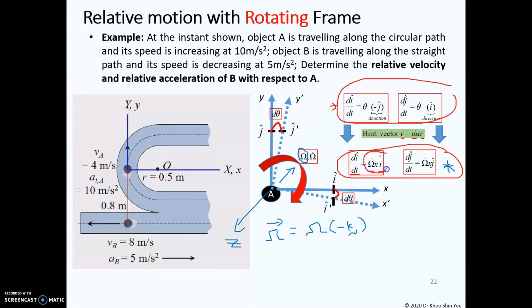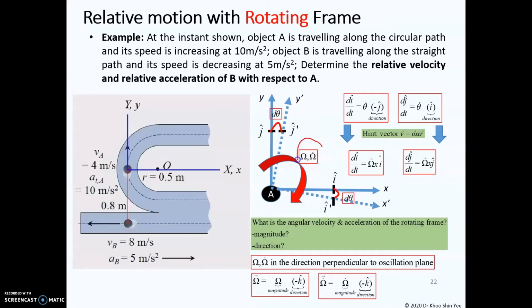By applying the cross product here, take Ω cross i. Using the right hand rule, you should be able to obtain that the direction of Ω cross i is pointing downward, which is in the same direction as di over dt. Therefore, we can say that this equation is valid. Now take Ω cross j. By using the right hand rule, you should obtain Ω cross j in this direction. When you check, this direction is the same as dj over dt. Therefore, this equation is valid as well.